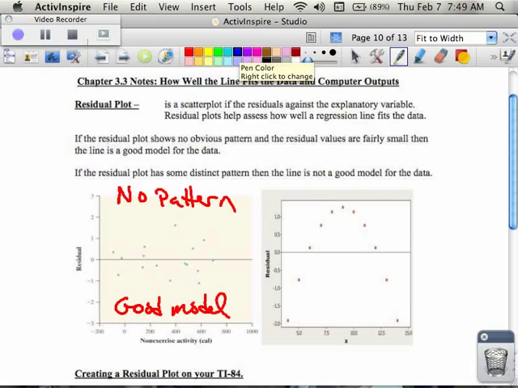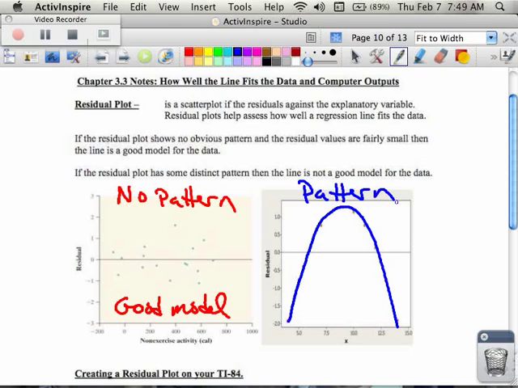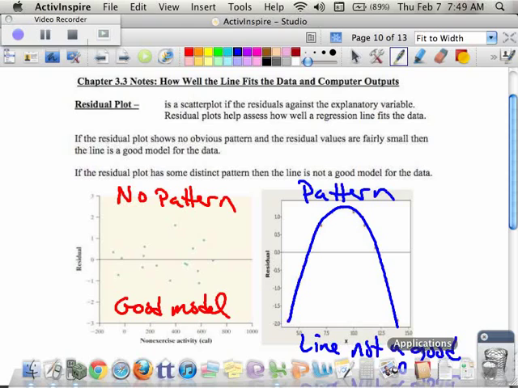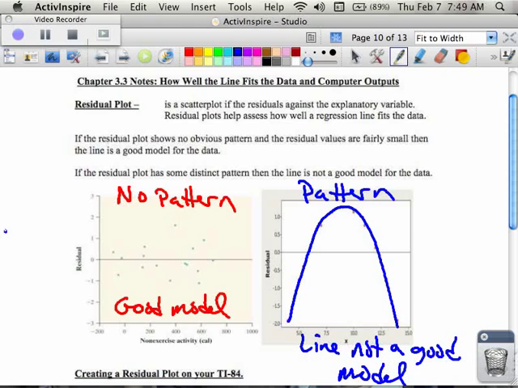In the second one, you'll notice that there's a pattern, which means the line is not a good model for our data. And that's the big idea behind residual plots.